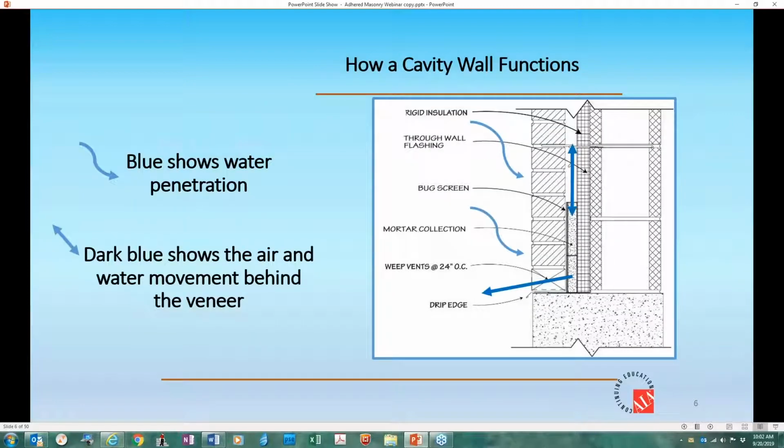How a cavity wall functions is basically moisture comes in through the squiggly arrows that you see, drains down for the most part, and out through the weeps.